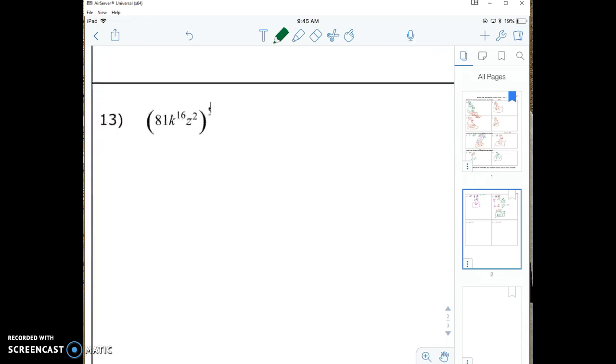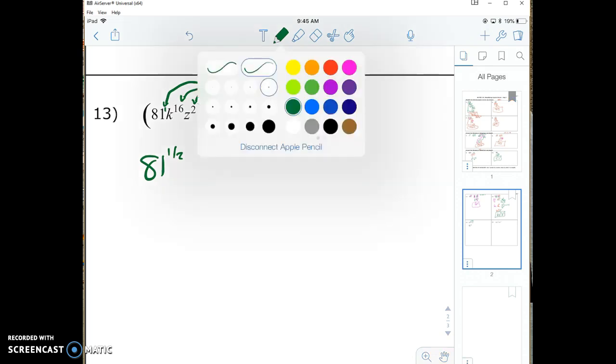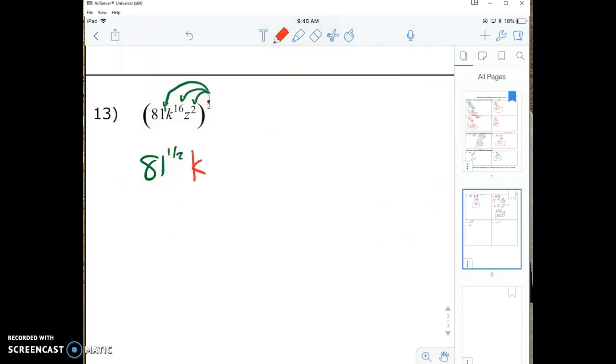Okay, number 13. This time I have a fractional exponent. I'm going to start by distributing it to every exponent on the inside. Remember, this 81 really has an exponent of 1. So 81 to the power of 1/2. K to the power of 16 times 1/2. 16 times 1/2 is 8.